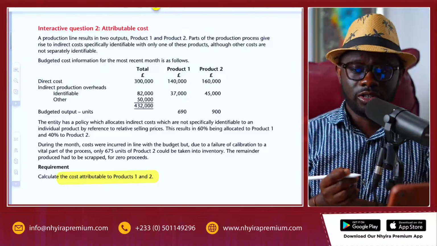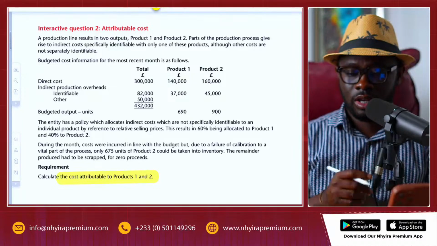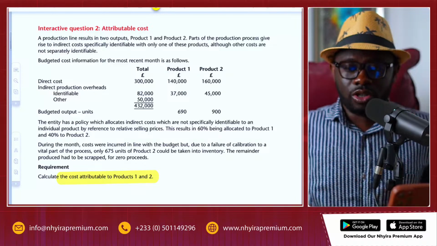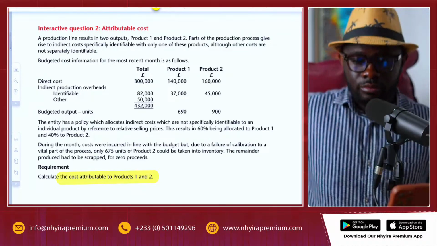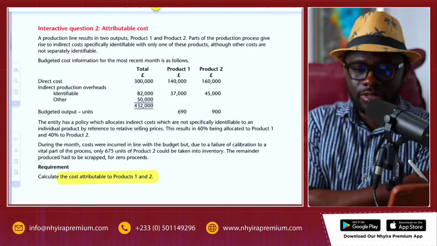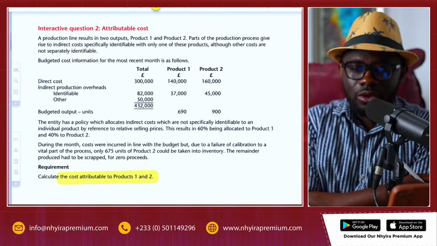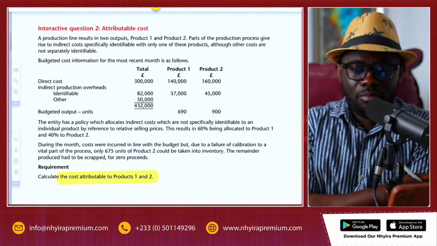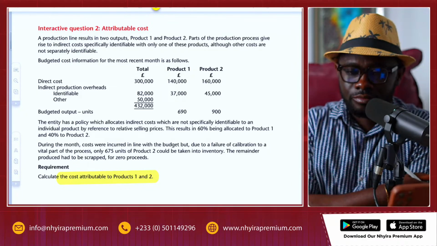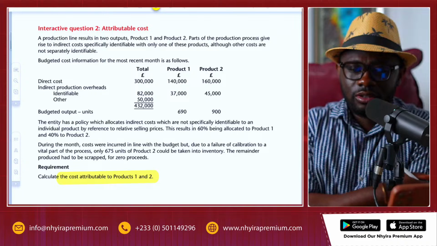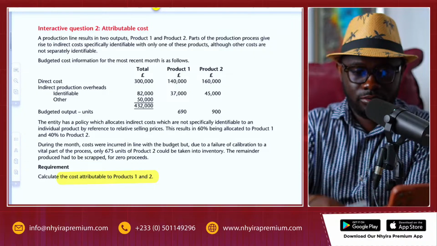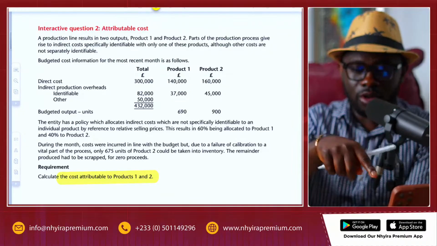A product line results in 2 outputs, product 1 and product 2. Parts of the production process give rise to indirect costs specifically identified with only one of these products, although other costs are not separately identified. Budgeted information. Our budgeted cost information for the most recent month is as follows. So we see the total, we see product one, and so on.